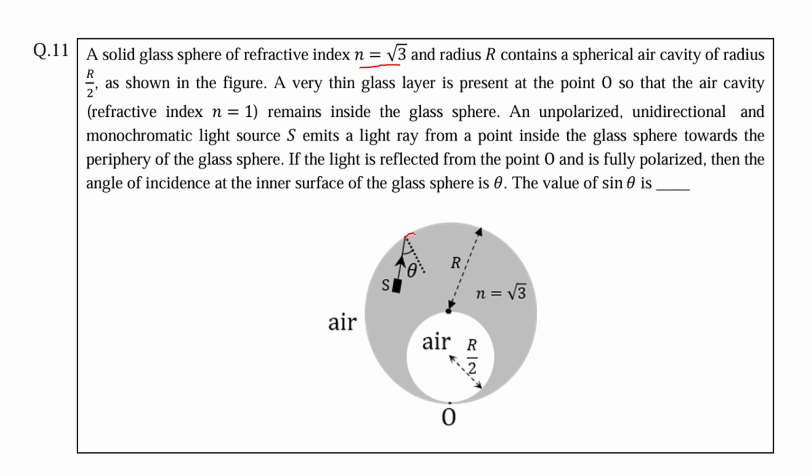And finally, from this point O, the ray is totally reflected and is fully polarized. So it is reflected from the point O and it is fully polarized. We have to find the value of sine theta. So I'll start with the diagram, a little bit slightly different from the question, but nevertheless the solution will give the same result. So I'll start one by one.